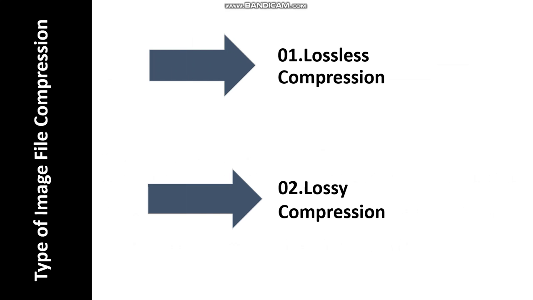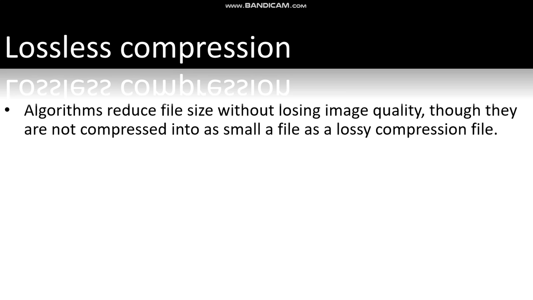Types of image file compressions. First one is lossless compression. Second one, lossy compression. The first one is lossless compression. In here, algorithms reduce file size without losing image quality.